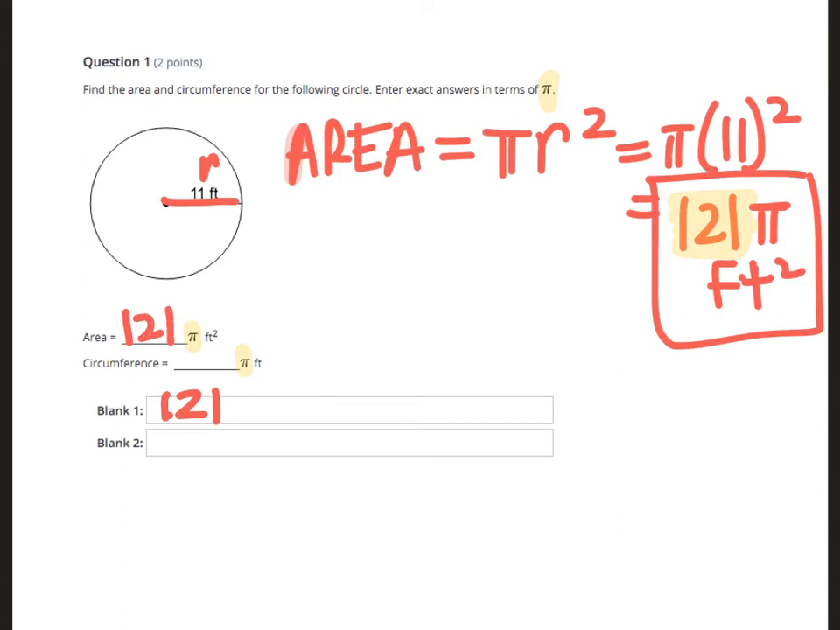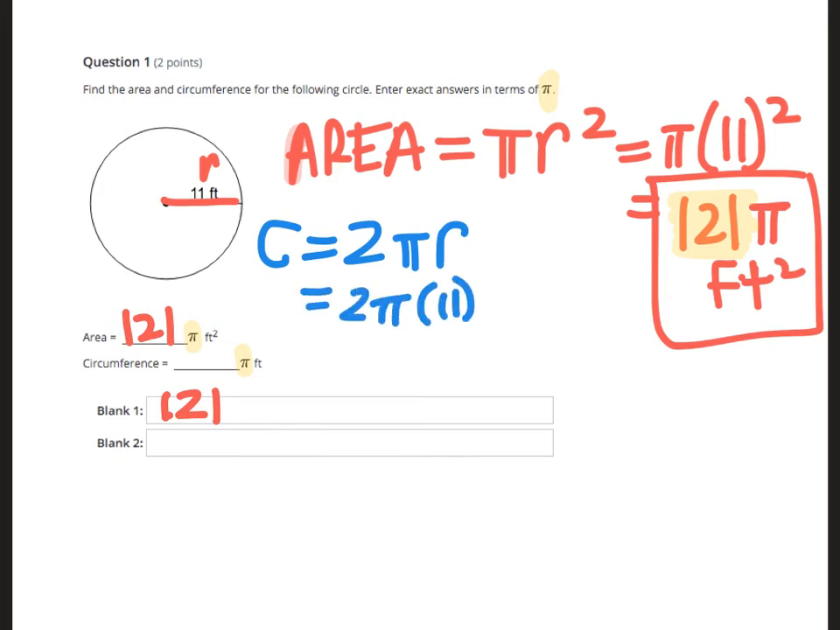Alright, the next thing you need to find is your circumference. Your circumference is 2 pi r. Again, our radius is 11, so we're going to do 2 pi times 11. Really what I want to do is 2 times 11, which is 22 pi. Again, we're going to stop once we have our numbers simplified in front of pi, and this is going to be our final answer, 22 pi. Circumference, it's just feet for units.